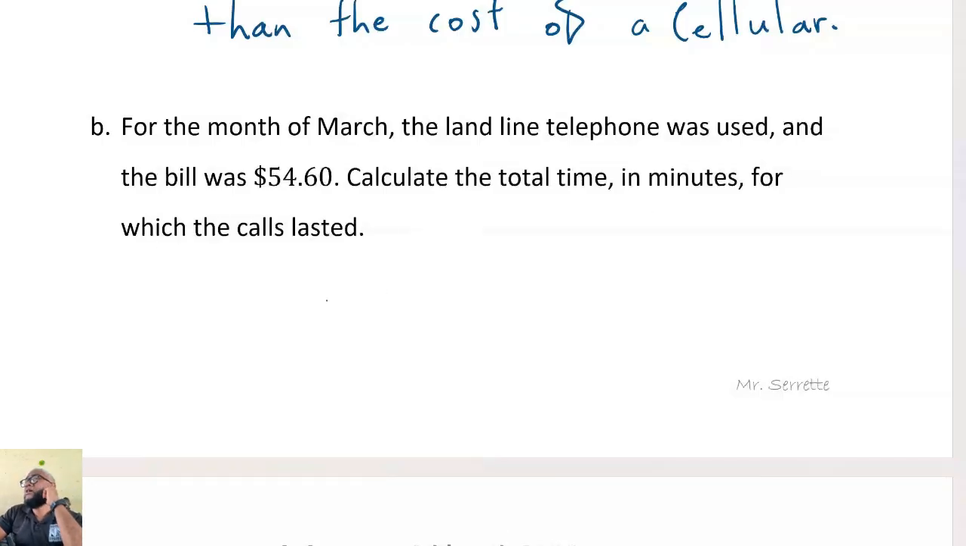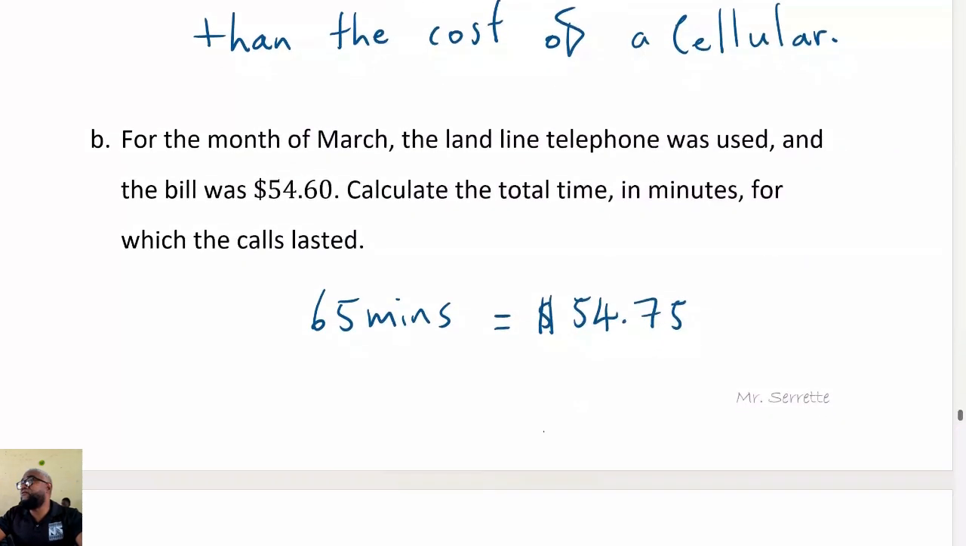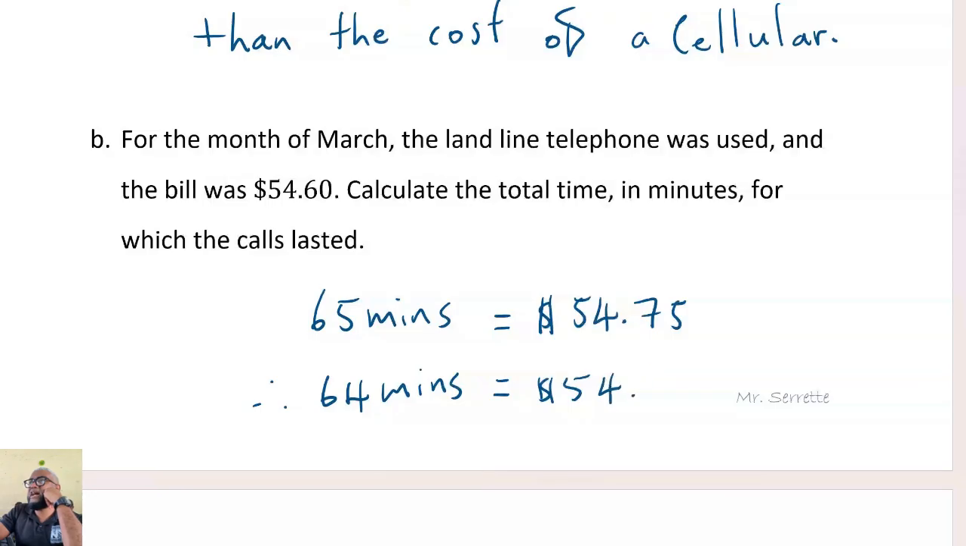Now, 65 minutes was equal to $54.75. So if this is equal to 65 minutes, how much less is the bill here? The $54.60 is 15 cents less, so that will be 1 minute less. So 64 minutes is equal to $54.60.